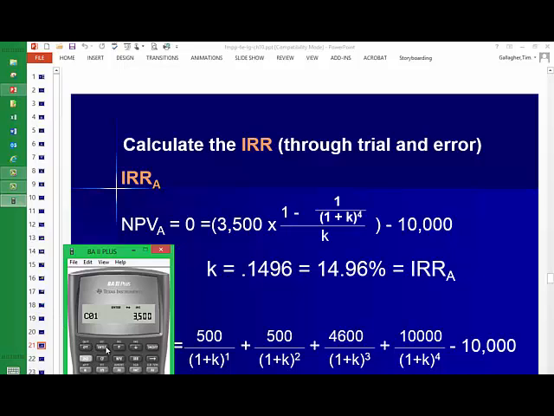3,500. Enter. Down arrow. Now note the frequency is going to come in handy on this one because there were 4 positive $3,500 figures in a row. So I'm going to change the frequency from the default value of 1 to a 4. Enter. Down arrow. Hit the IRR key and compute. And there's your 14.96%.